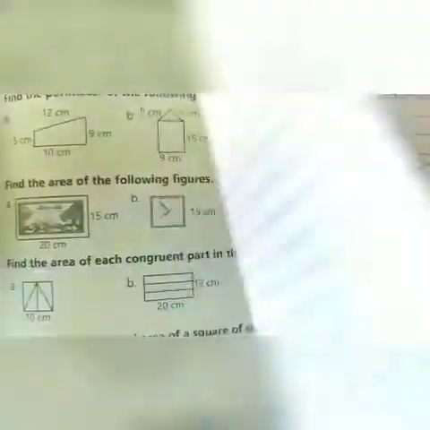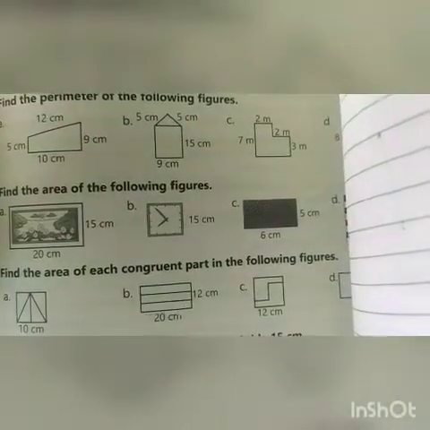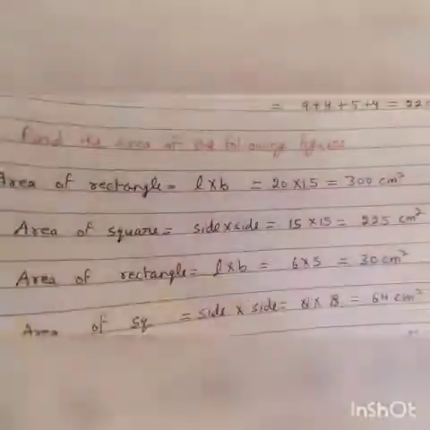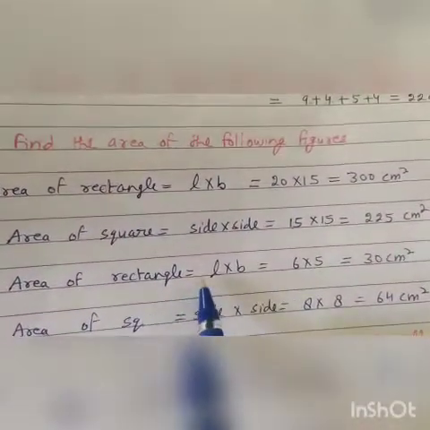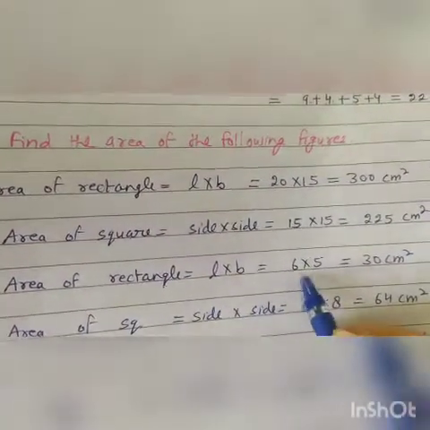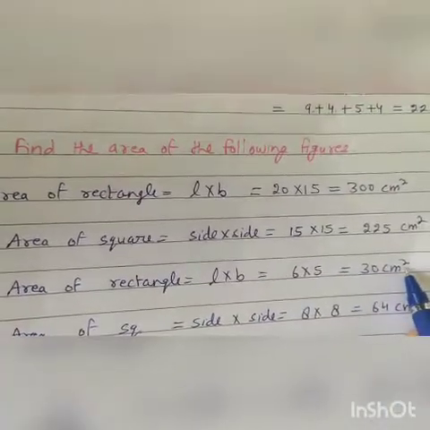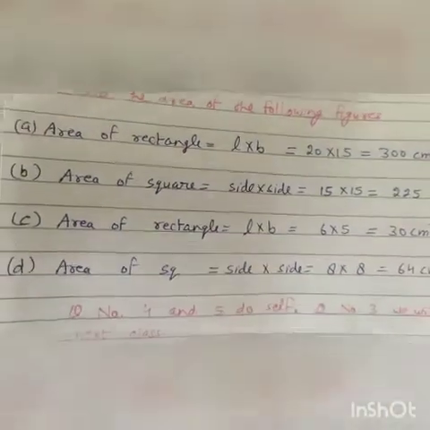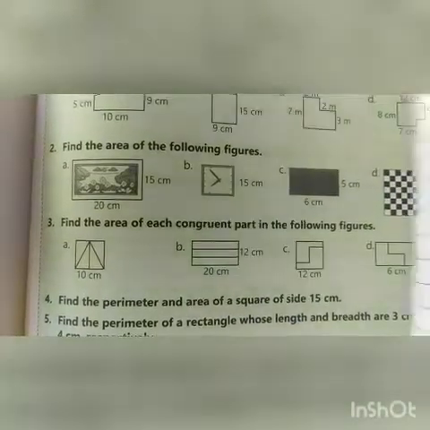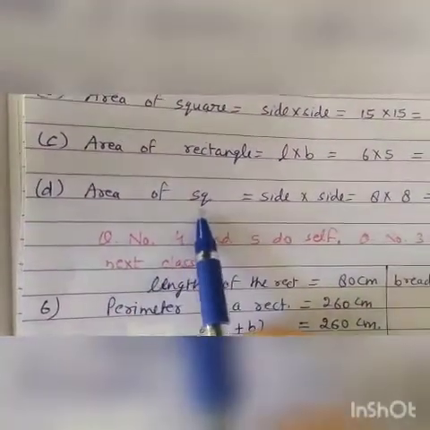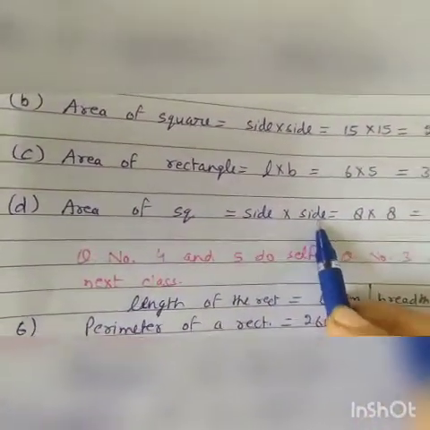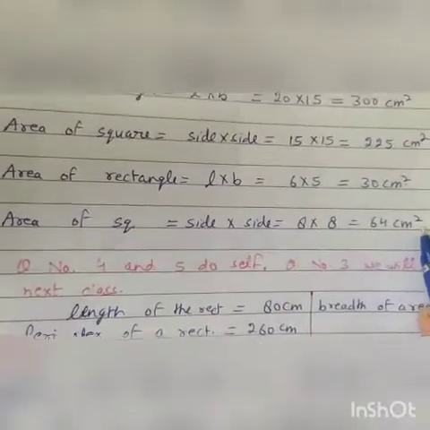Next, third figure is a rectangle. Length is 6 centimeter, breadth is 5 centimeter. So area of rectangle is equal to L into B. 6 into 5, 6 fives are 30 centimeter square. Then fourth figure, again a square. So area of square is equal to side into side. 8 into 8, 64 centimeter square.